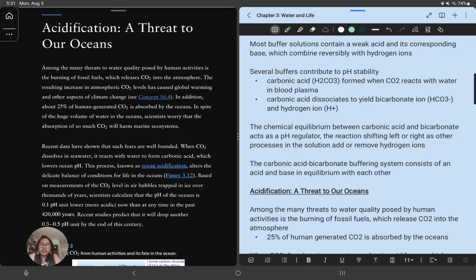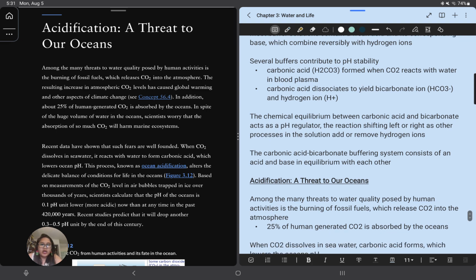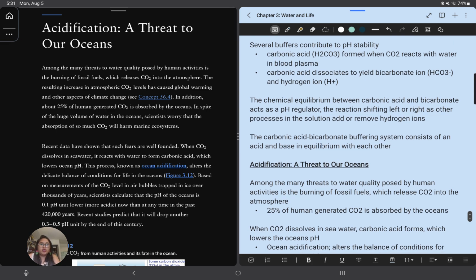contribute to pH stability. Carbonic acid is formed when CO2 reacts with water in blood plasma. Carbonic acid dissociates to yield bicarbonate ion and hydrogen ion. The chemical equilibrium between carbonic acid and bicarbonate acts as a pH regulator, the reaction shifting left or right as other processes in the solution add or remove hydrogen ions. The carbonic acid bicarbonate buffering system consists of an acid and a base in equilibrium with each other.